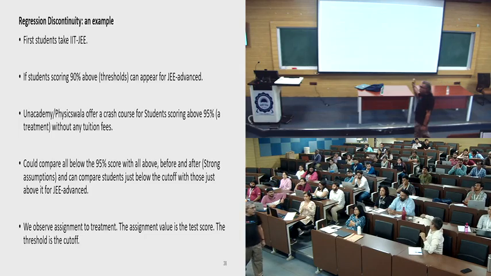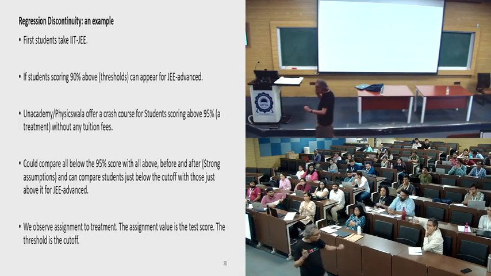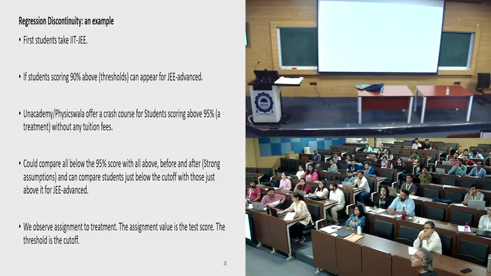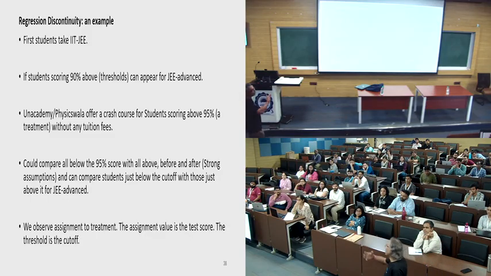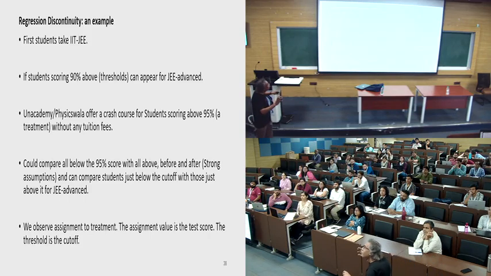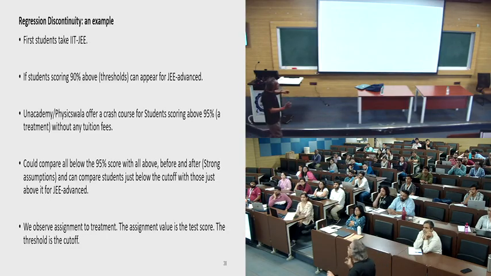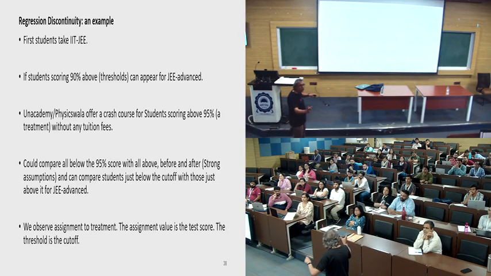Fine. Just give me a moment and then you can ask. Regression discontinuity, I create an example. If you think of India, my sister, who lives in Bilaspur, helped me, because I didn't know how exactly the procedure works now. So take students taking IIT JEE. If a student scores 90% and above, which is my threshold, they can then appear for what she told me is JEE Advanced.